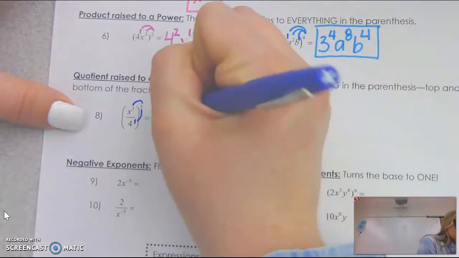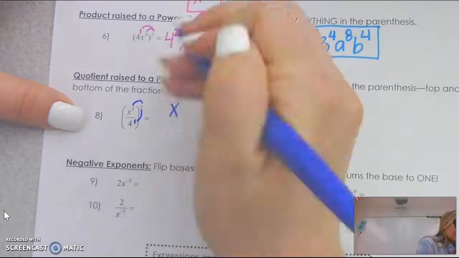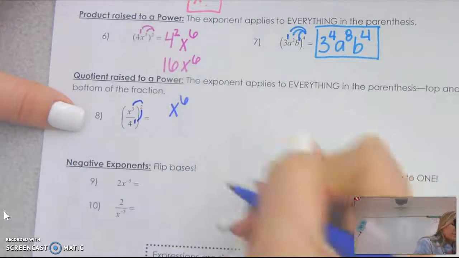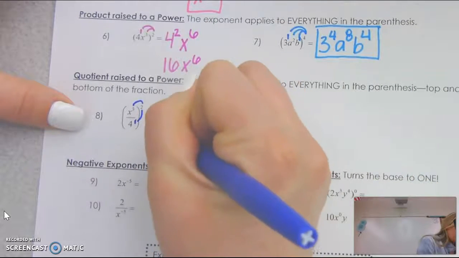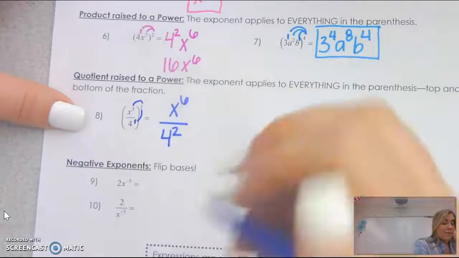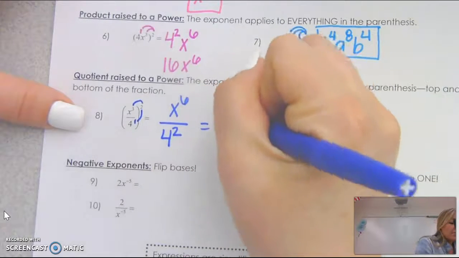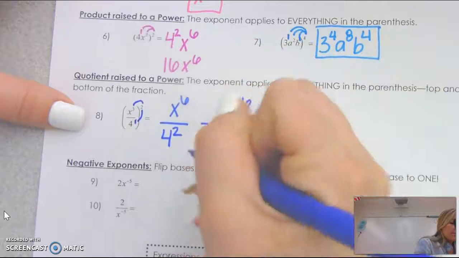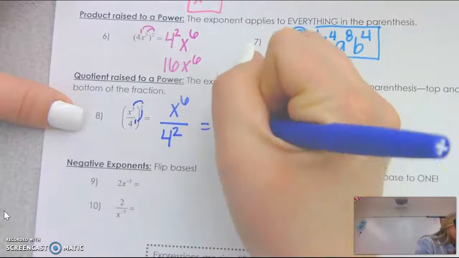So I'll have x on top. 3 times 2 is 6. 4 on bottom. 1 times 2 is 2. And remember, we can simplify. 4 squared is 16.